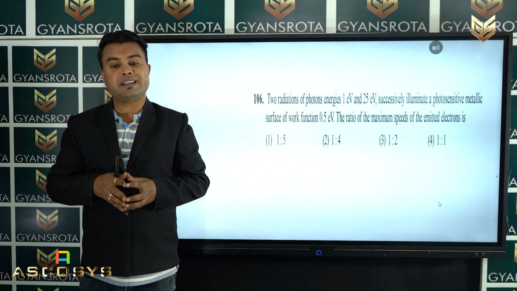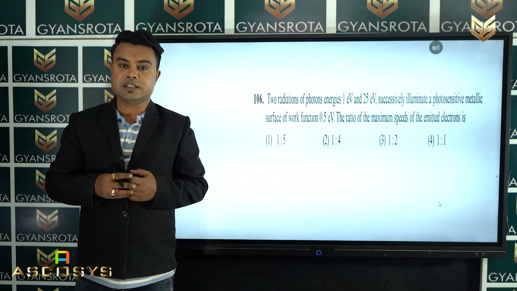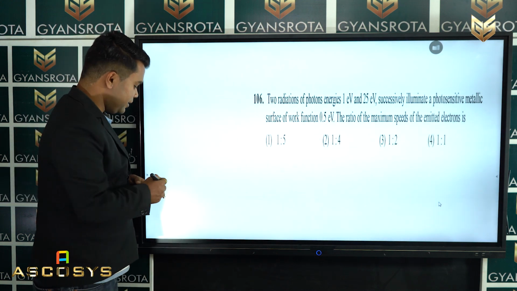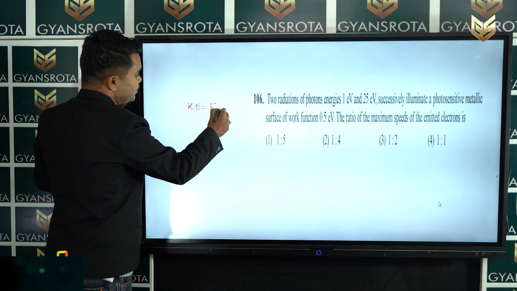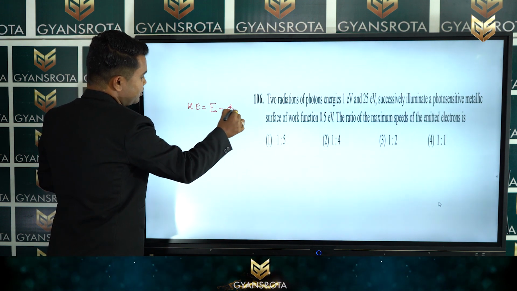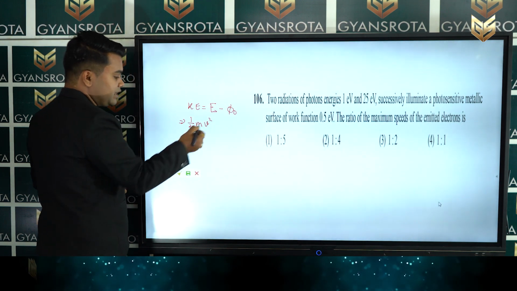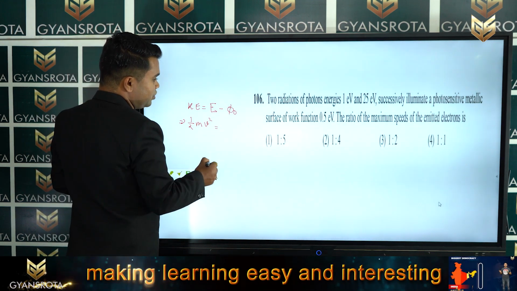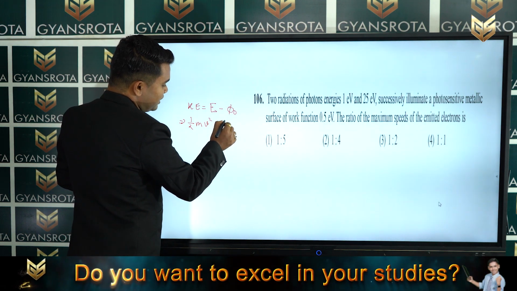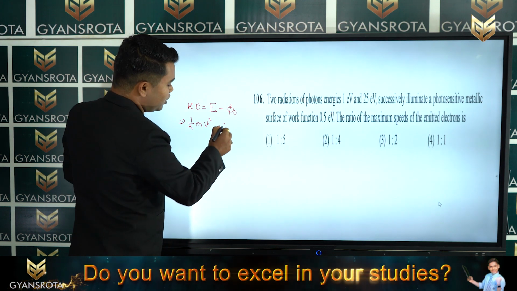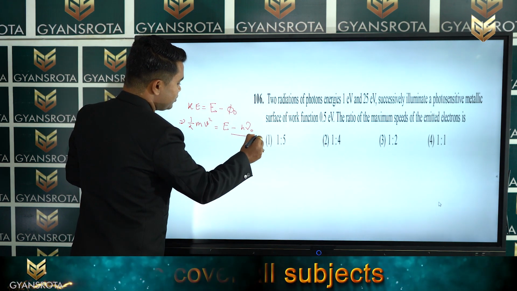So you need to calculate the maximum speed. For that, you have to use the concept of the chapter dual nature of radiation and matter, which says that kinetic energy is equal to the energy of the photon minus the work function. Now kinetic energy can be written as half m v square, that is v max square, which is equal to the photon's energy, given to us as 1 electron volt, minus h nu naught. Put it as equation number 1.